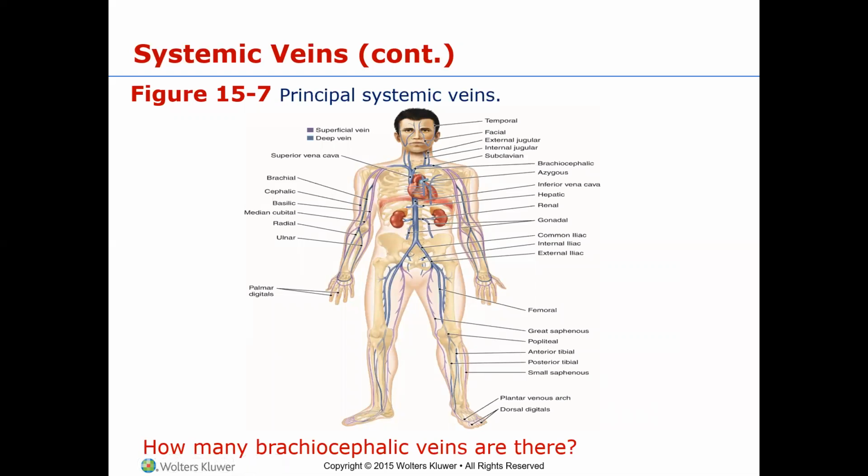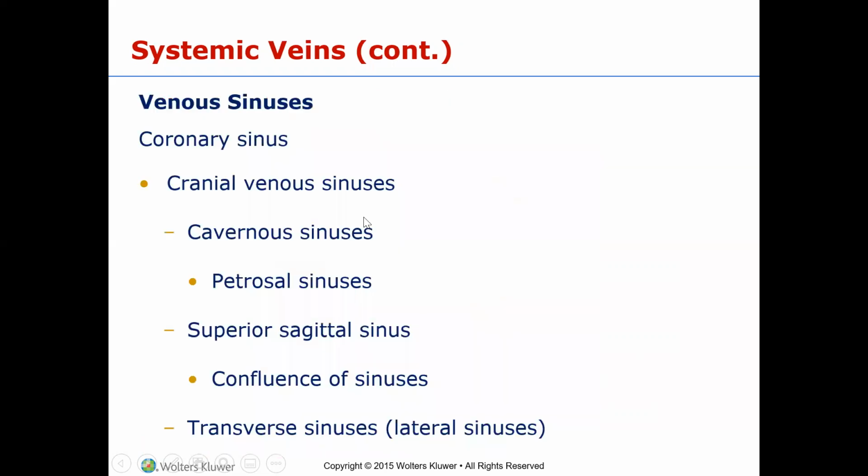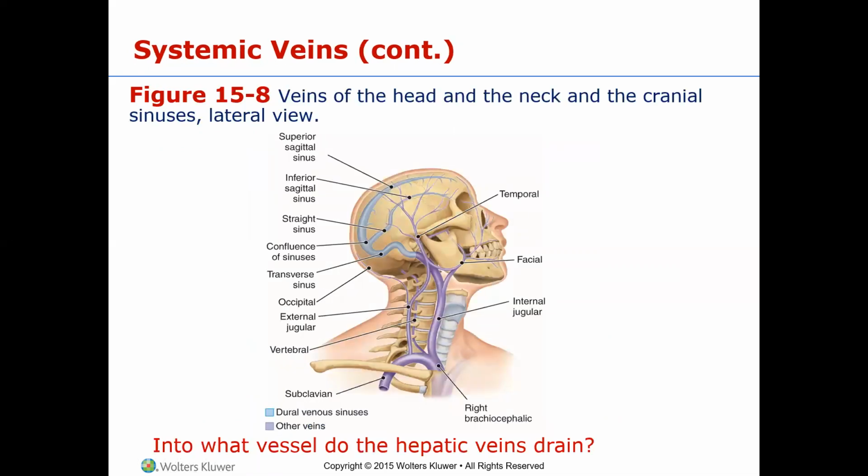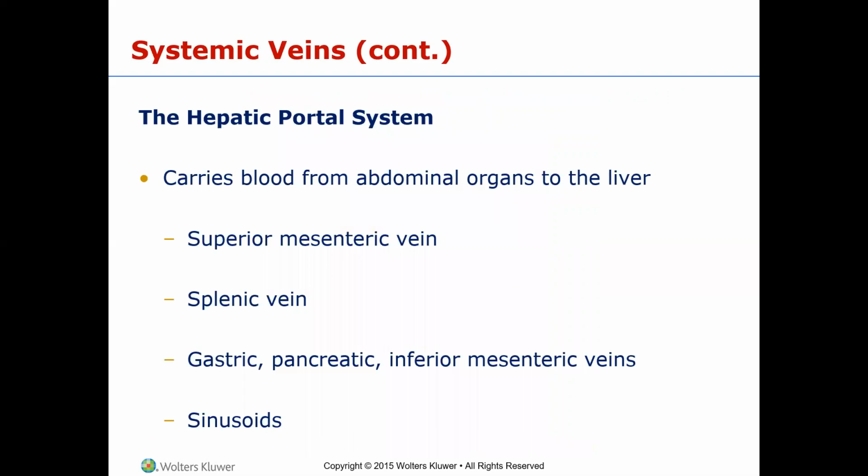So again, how many brachiocephalic veins are there? And if you look for the brachiocephalic veins, there is only one. The brachial artery is the one that we take our blood pressure with. So if you look at that, well, there's a brachial vein, but it's the artery. I'm not asking you to be responsible for the venous sinuses, nor the veins of the head and the neck, not for the hepatic portal system.